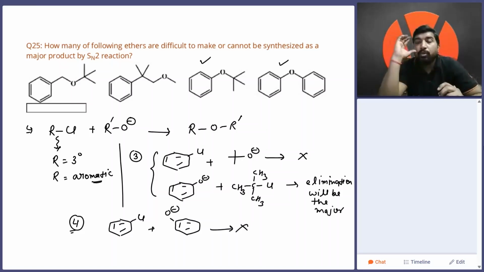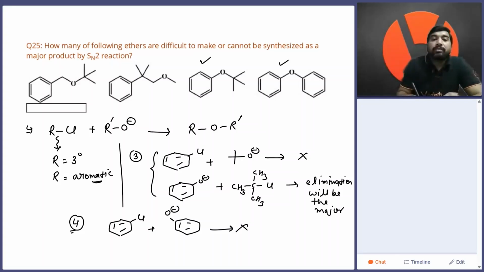So the third and the fourth ether are difficult to prepare. Whereas in the case of the first and second ether, we can get these ethers via the SN2 mechanism. So here the answer should be 2. The last two ethers cannot be prepared, or are difficult to prepare, via the SN2 mechanism.